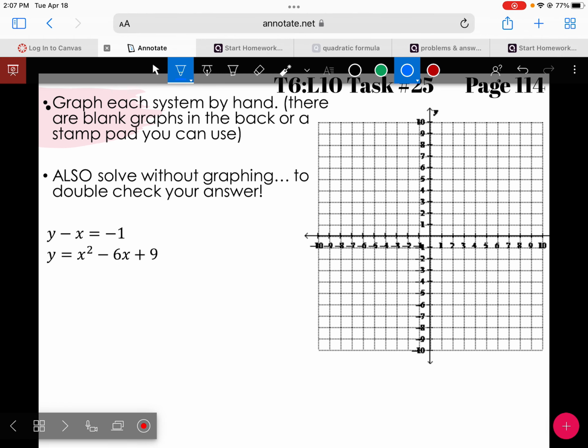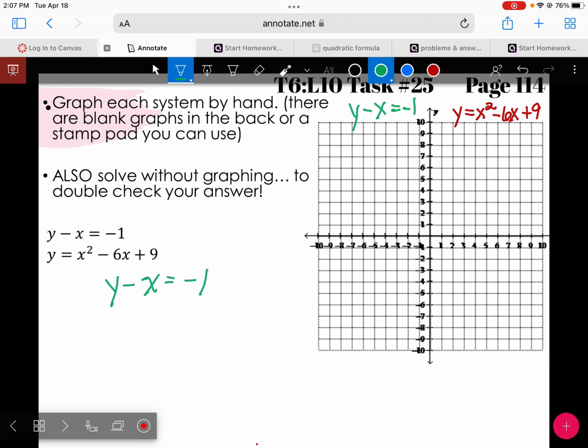It says we have two equations. y minus x equals -1, and y equals x squared minus 6x plus 9. All right, let's graph the linear one first. Which one is the linear one? The first one. So on your graph somewhere, you might want to rewrite them, either at the top or the bottom. All right, so y minus x equals -1.